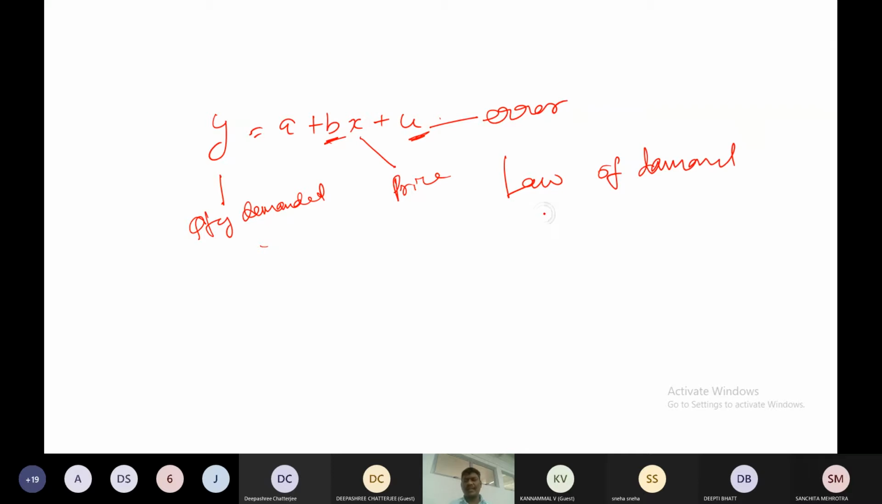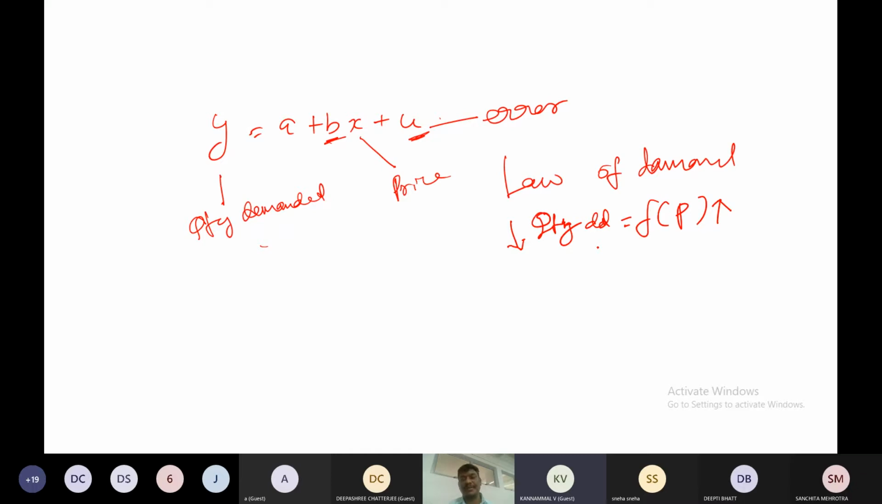The law of demand says the quantity demanded is a function of price, keeping other factors the same. When price increases, the quantity demanded reduces. We don't know by how much. No theory says by what percentage. If price increases by 1 rupee, how much will the quantity demanded decrease? We do not know.